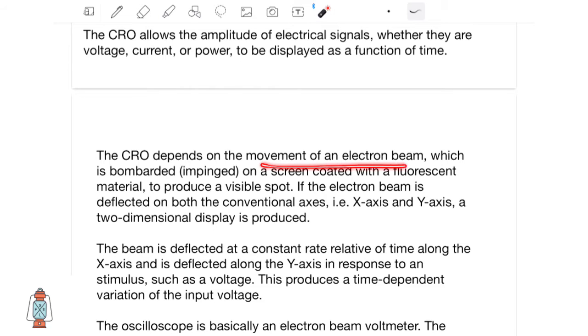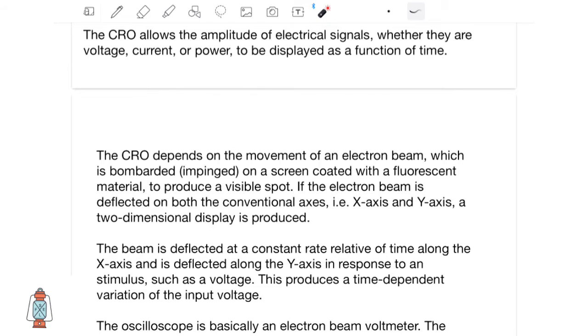It depends on the movement of the electron beam, which is bombarded on a screen coated with the fluorescent material to form a visible spot. So just a brief idea here. Each and everything we will be dealing with in the subsequent lectures of this unit.